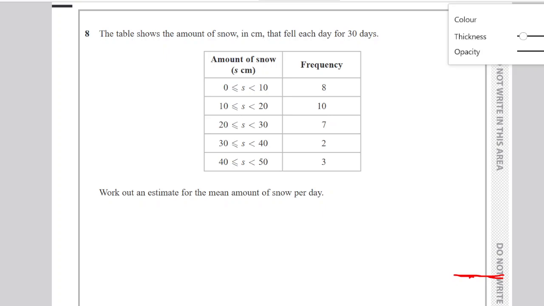Hello dear students, this is 2022 paper 1 and question number 8. The question says work out an estimate for the mean. This question always comes up in the exam.